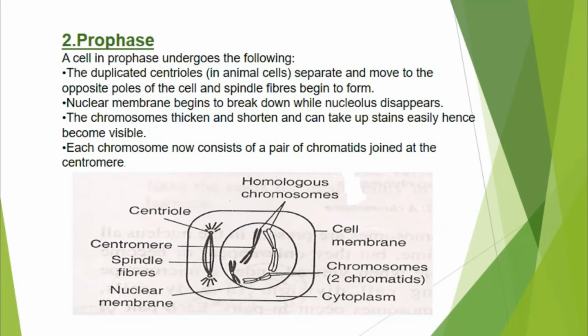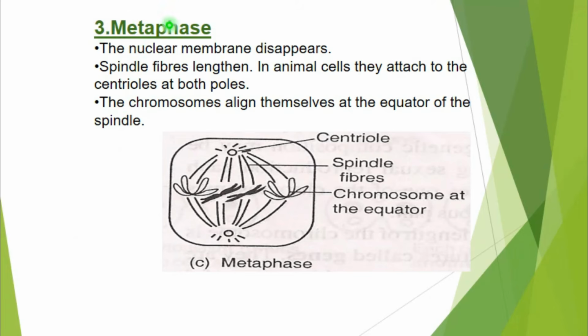Now let us go to the third stage. The third stage now is metaphase. So what happens during metaphase stage? The nuclear membrane becomes invisible. That is, it disappears. Why does it disappear? Remember we said in the prophase stage the nuclear membrane breaks down. And therefore here the nuclear membrane disappears. And then the spindle fibers lengthen, whereby in animal cell they attach to the centrioles at both poles, while the chromosomes align themselves at the equator. So that's the key word.